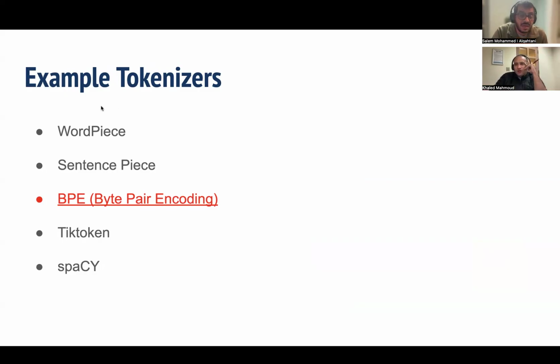One of these is WordPiece, SentencePiece, tiktoken. So here we were just mentioning them to be aware that there are different tokenizers and they work a little bit differently. The one we talked about and explained is byte pair encoding.